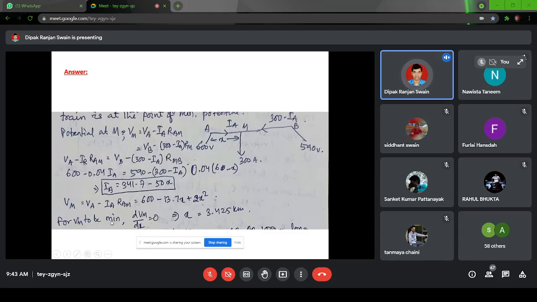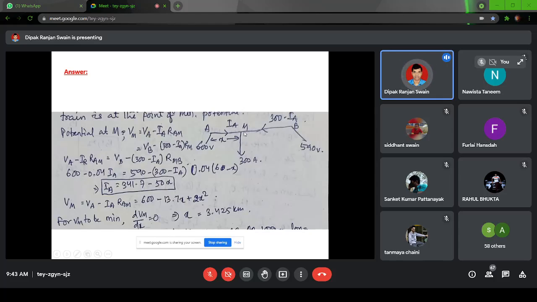So for VM to be minimum, dVm by dx is equal to 0. So you will calculate what x will be. So x comes to be 3.425. Okay. So that means the distance AM is 3.425. This is 6 minus 3.428.